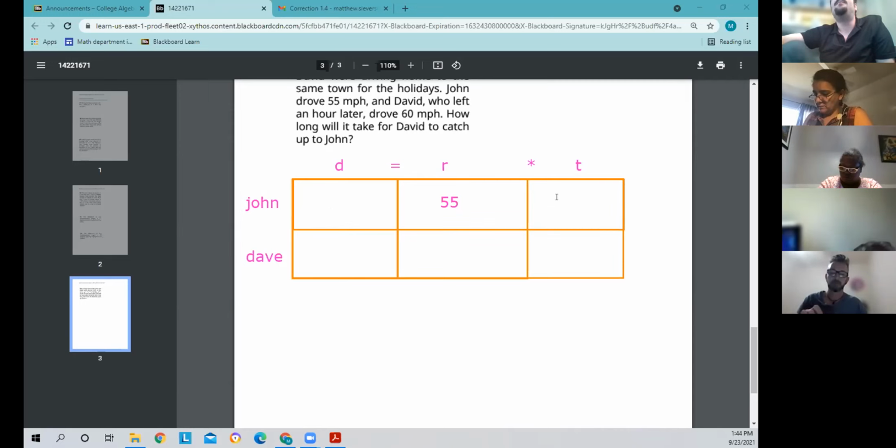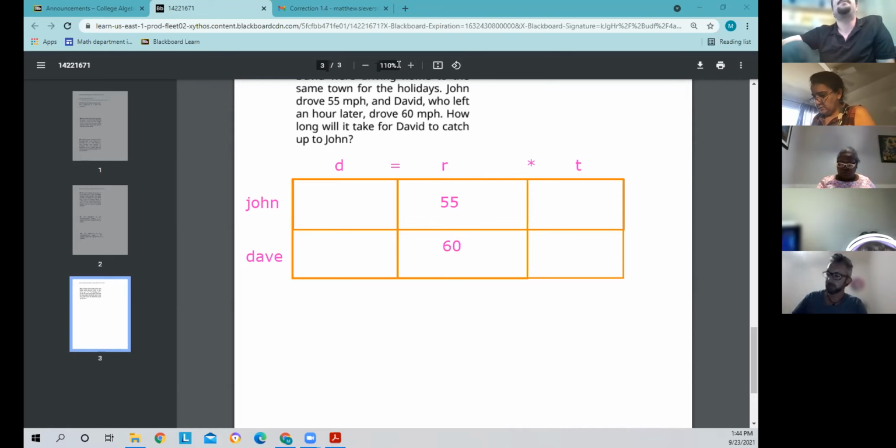But does it say the time? John drove 55, left an hour later. No, we don't know the time. Only with David, he drove an hour later. We know David left an hour later, right? Left an hour later. Okay. And we know that he drove 60 miles per hour.